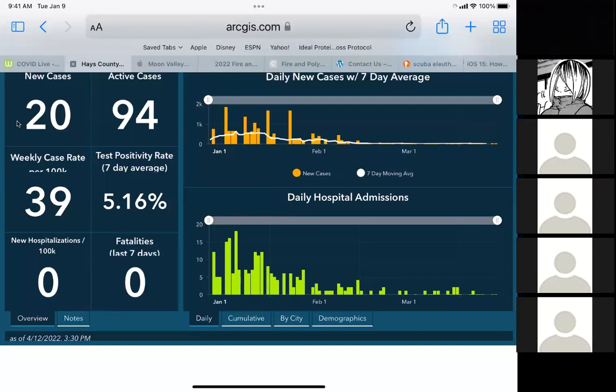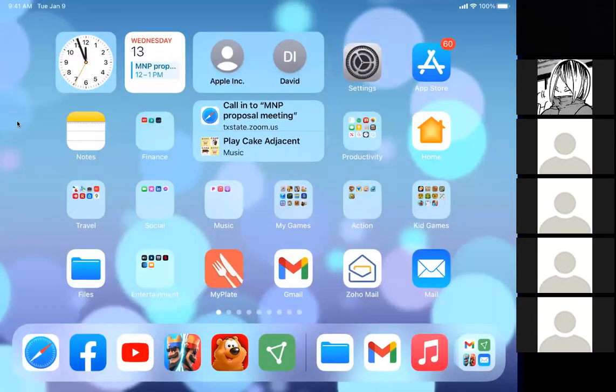Creeping up a little bit, just over 5, first time in 3 weeks. So anyway, keep it safe out there.